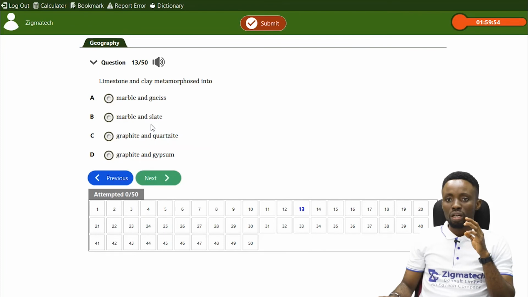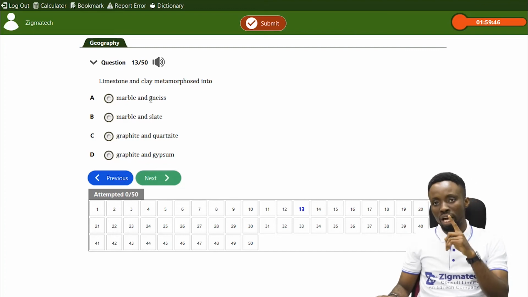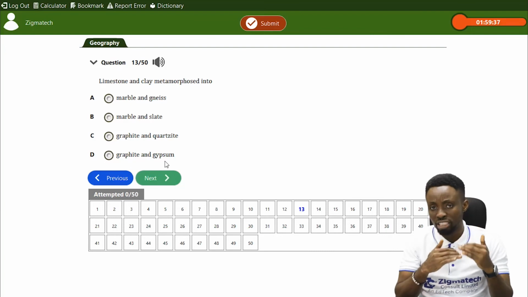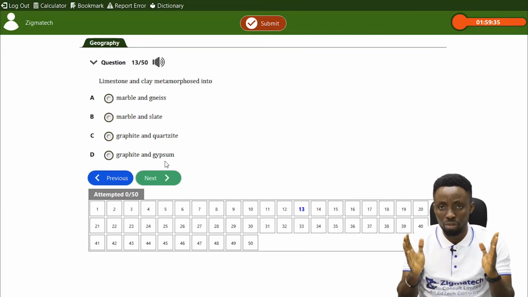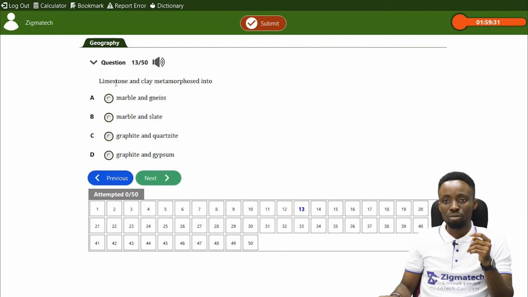Now, if you look at this, we have limestone and clay are metamorphosed into dash. Now we have A, marble and gneiss, marble and slate, graphite and quartzite, graphite and gypsum. Now, from my explanation, when we look at the table of metamorphic rocks, we discovered that limestone can be transformed to marble and clay can be transformed to slate. So the correct answer there is option B.